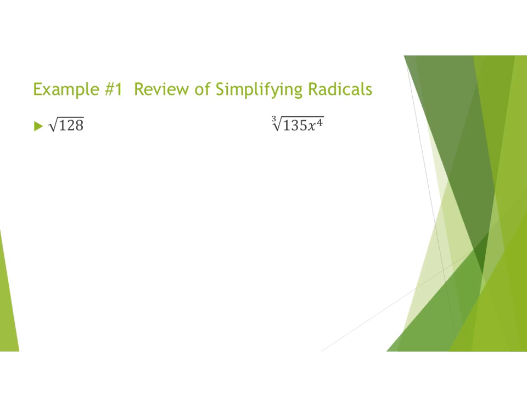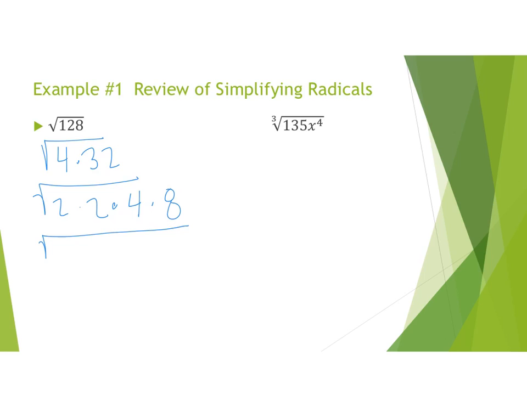Example 1, review of simplifying radicals. To simplify a radical, we want to break down the radicand, the number inside of the radical sign, to its primes. We can start by saying what times a number will give me 128. One option is 4 times 32. Now 4 can be broken down again to 2 times 2, and we like that because 2's are primes. And 32 can be broken down to 4 times 8. We can keep breaking this down till they are all primes.